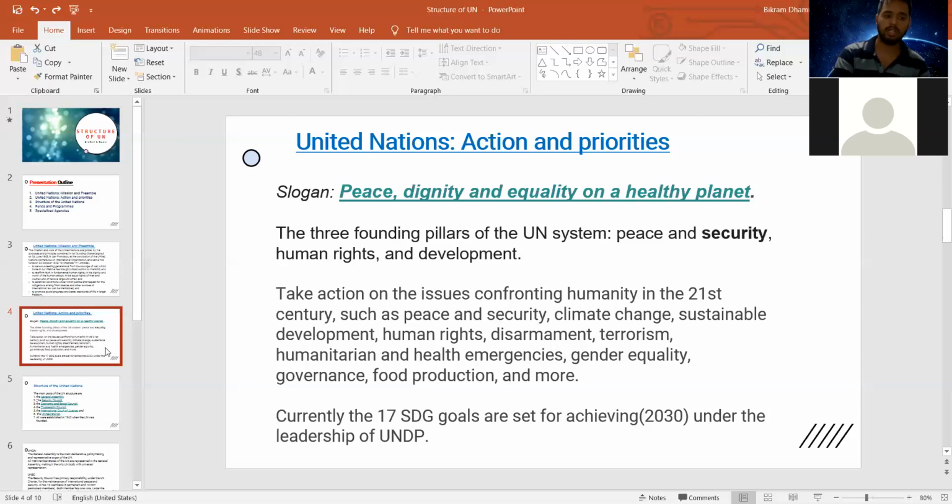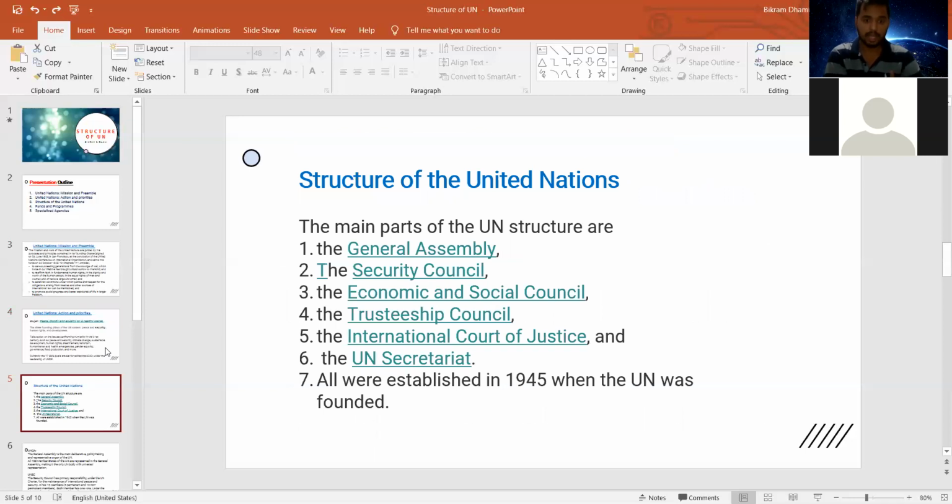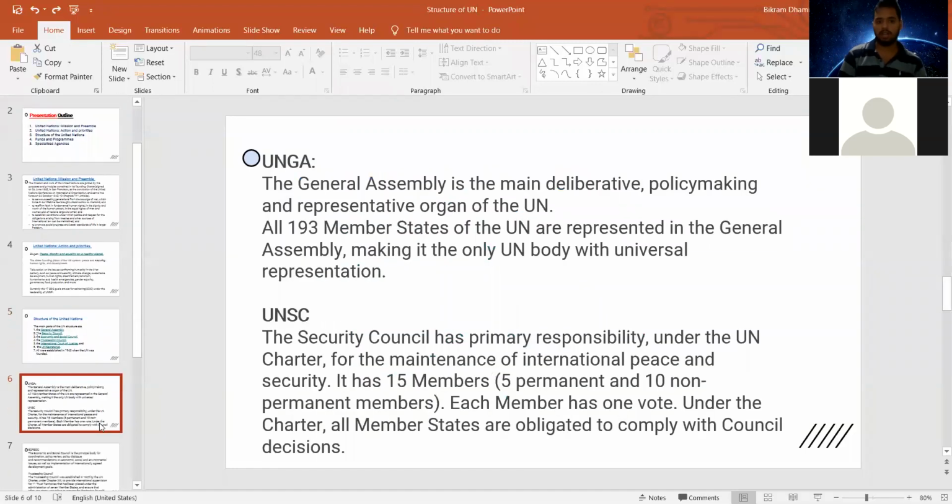The structure of the United Nations is mainly built of six types of organs. The organs of the United Nations are: the first is the General Assembly, the second is the Security Council, the third is the Economic and Social Council, the fourth is the Trusteeship Council, the fifth is the International Court of Justice, and the sixth organ is the United Nations Secretariat. All these organs were established in 1945 after the end of the Second World War. So we'll move through them one by one.